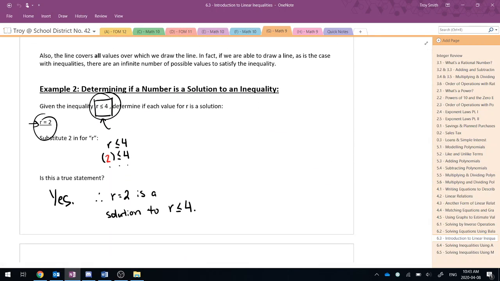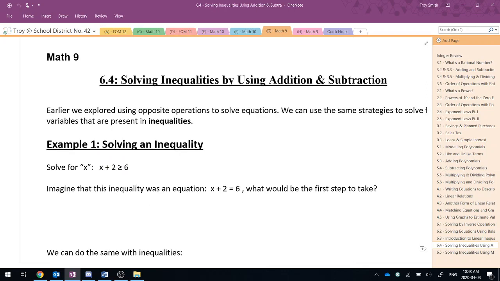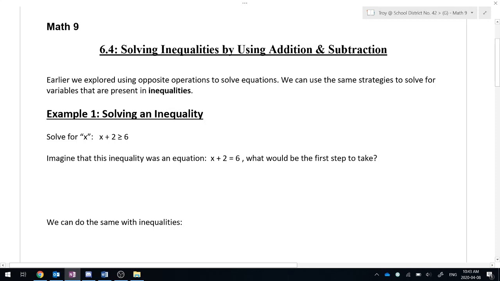Okay, so today we're going to take the next step, and we're actually going to be solving some of these inequalities using algebra. The good news is we pretty much already know how to do this. We took a look at how to solve equations using algebra. So now we're going to take a look at how to solve inequalities, and they're pretty much the same thing. So let's take a look.